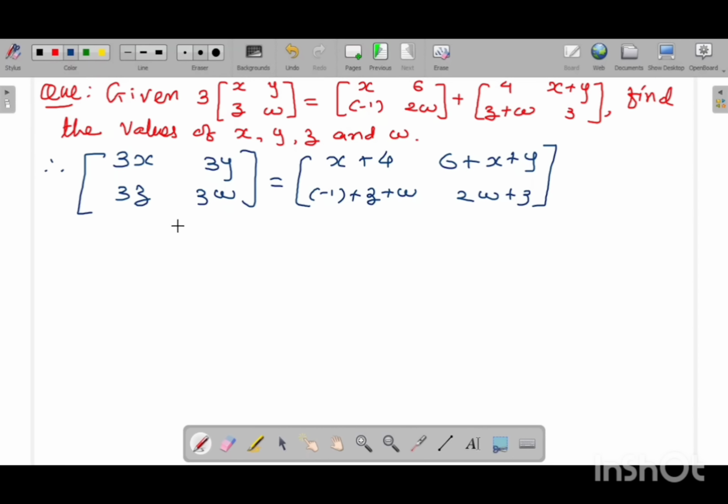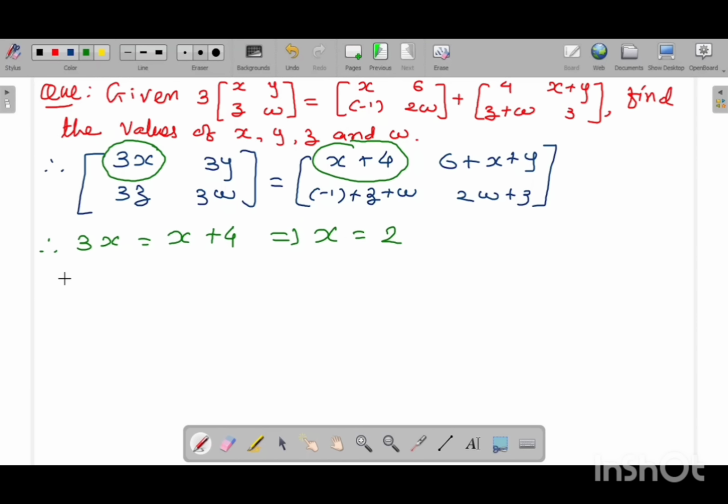Now one by one, whatever you feel is easy, you can start comparing those values and get them easily. When I compare 3x, the first element, with the first element of the resultant matrix, I get 3x equals x plus 4. When this x is brought to the left hand side, it becomes minus x. So 3x minus x is 2x equals 4. That means x equals 2.